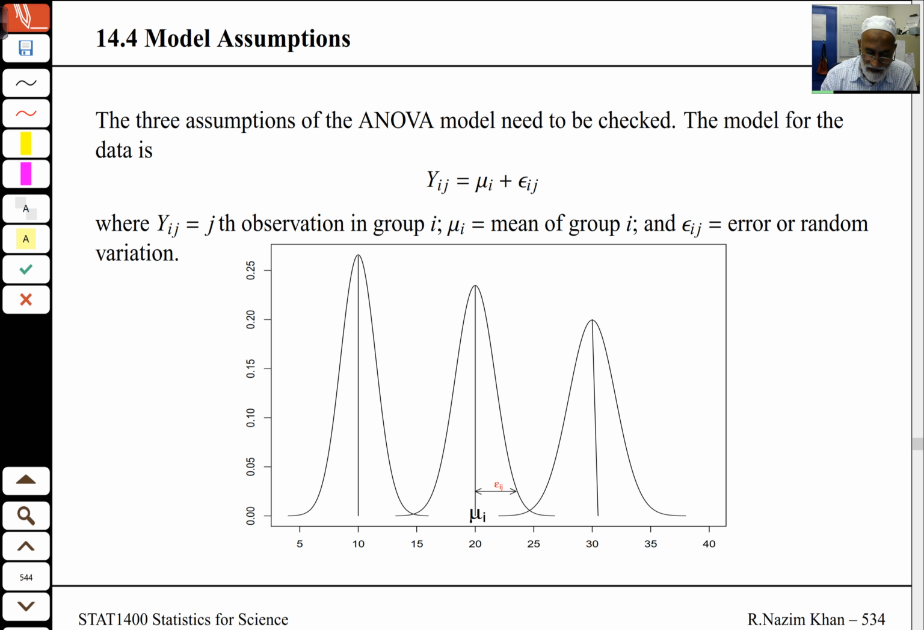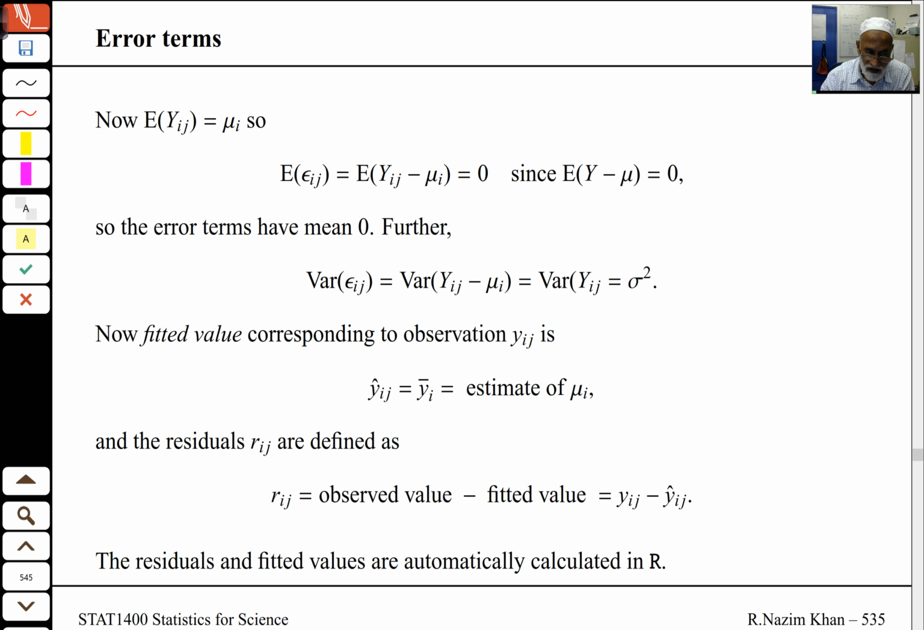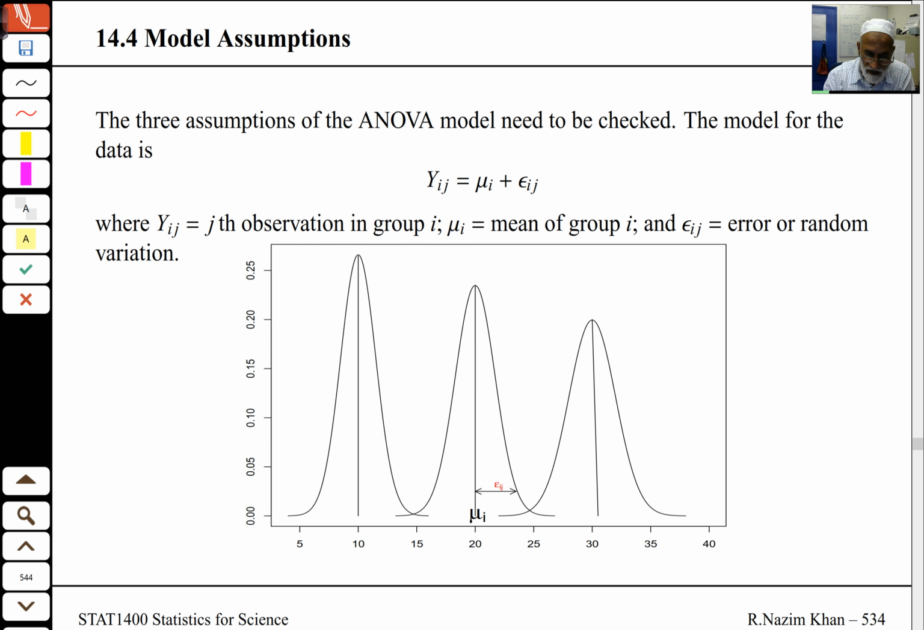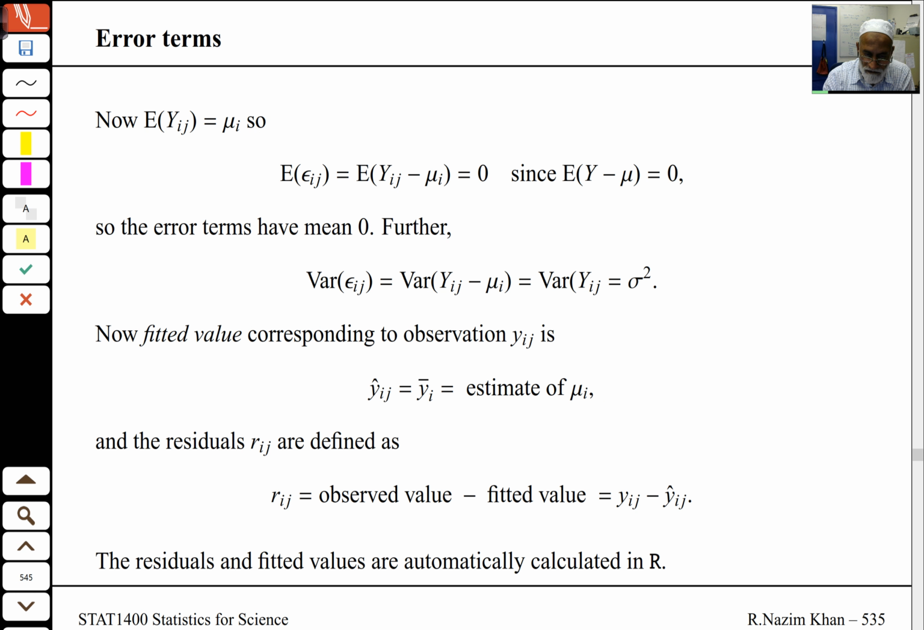We're assuming that the observations are essentially just some mean, mu i, and some random variation around the mean. So this is what the data looks like here essentially. Now, E of y_ij is mu i, because this belongs to group i, so the mean is mu i. And the expected value of the residuals should be, from the model equation, the observation minus the mean. But this is 0, because we know that E of Y minus its mean will be 0. So that disappears. That means the other terms have 0 mean.